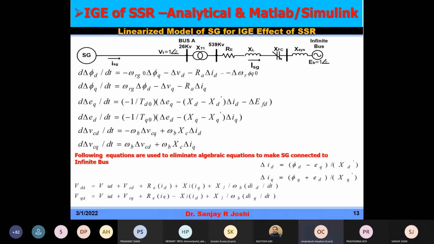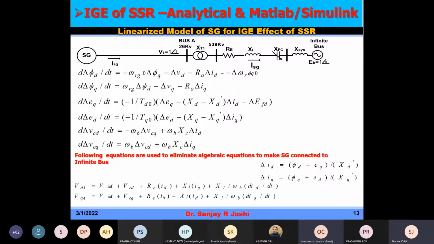So this is a system. In this system there are 6 states: phi D, phi Q, ED, EQ, VCD, VCQ. VCD and VCQ are the voltages across the series capacitor. Now D and Q components we get as a result of application of the time varying transformation.